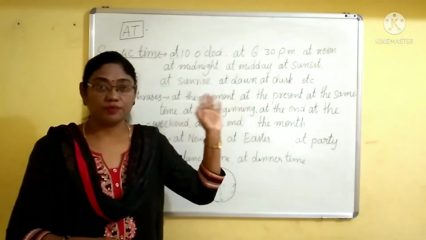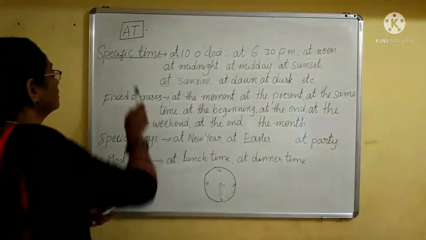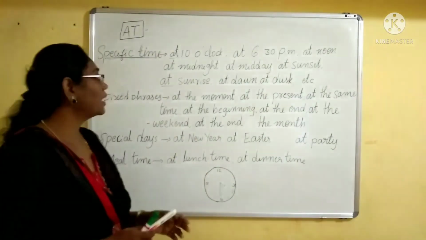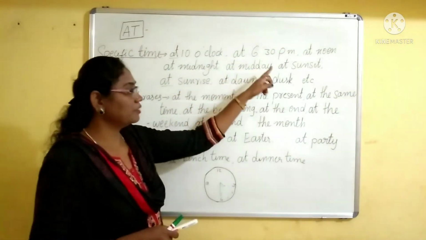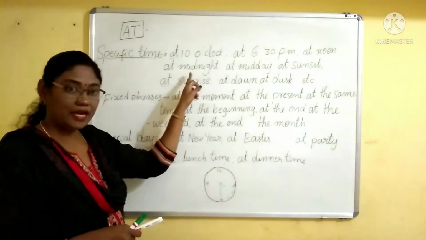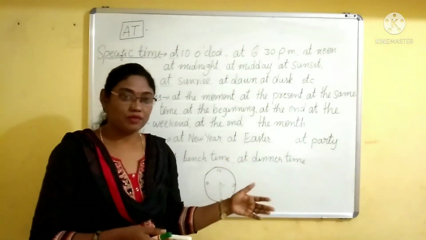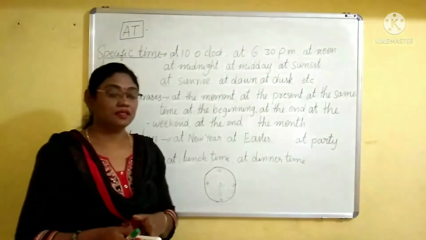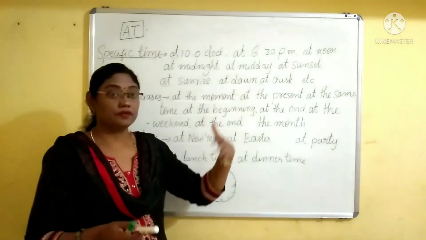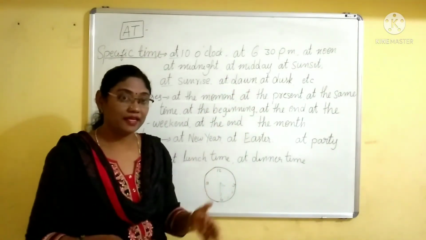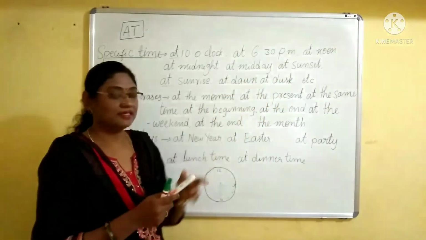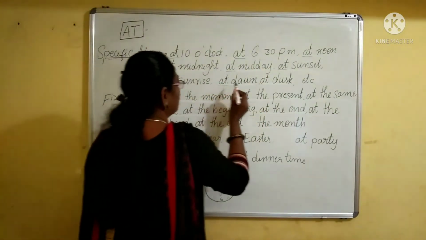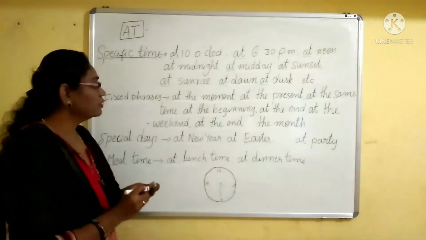See, here are some specific time expressions. We will use at with specific time. When we talk about a specific time, like at 10 o'clock, at 6:30 p.m., at noon, at midnight. At midnight means what? If the time is exactly 12 o'clock at night, we will say midnight. The exact opposite of this, if the time is 12 o'clock in the day, we will use midday, right? And at sunset. See here, at. When we talk about this specific time, we will use at.